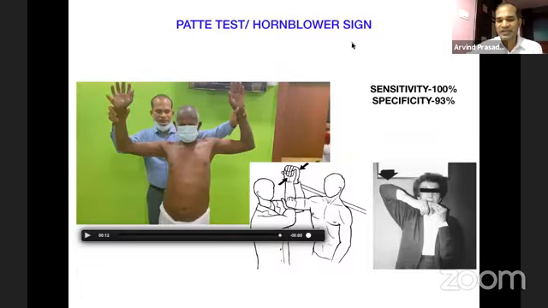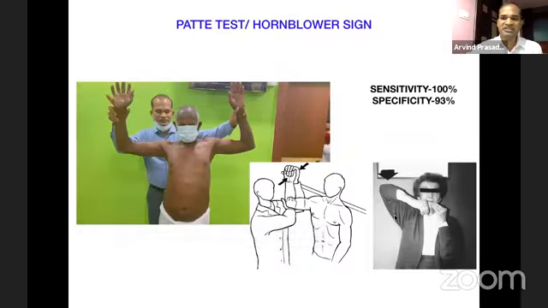The hornblower sign, in which the patient is asked to bring the hand to the mouth. If there is a tear of the teres minor, then the elbow will be up, like the shoulder will be abducted. Only then he or she can bring the hand to the mouth. So again, this test will be positive when the shoulder is abducted.